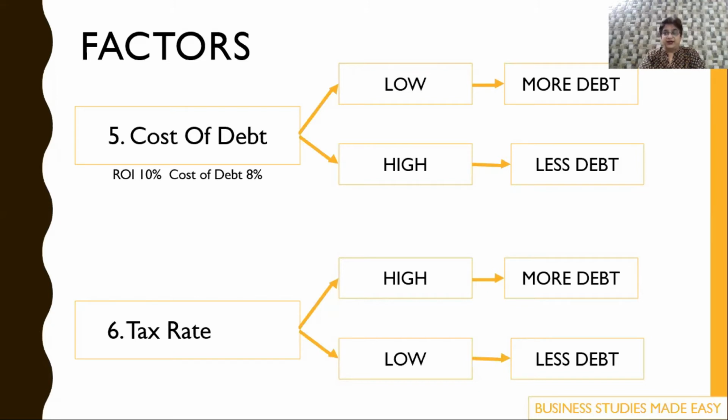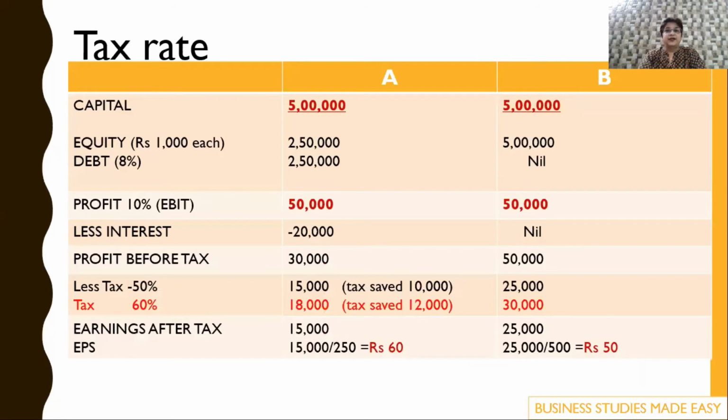Now this I'll have to explain with the help of a slide. Yes. Now in the previous case, I've just modified that. A and B were the two companies and the tax was 50%, and company A paid 15,000 as tax and company B paid 25,000 as tax. So company A saved 10,000 as tax.